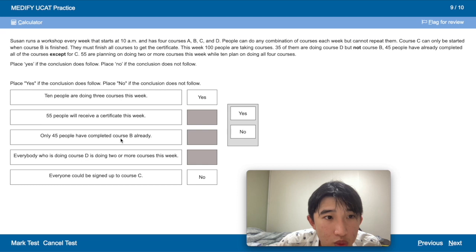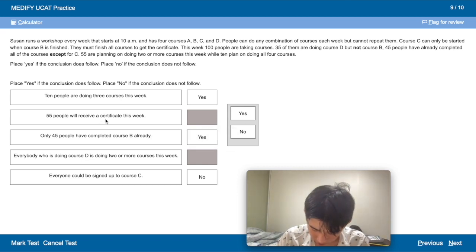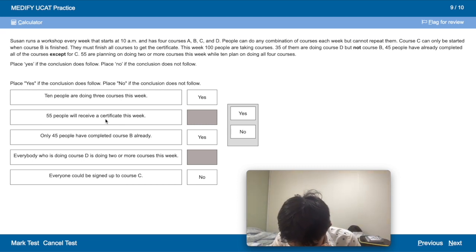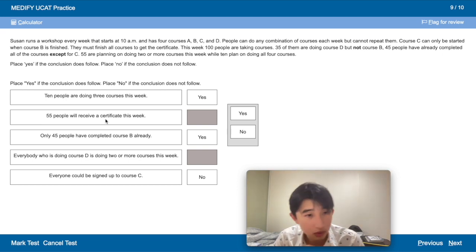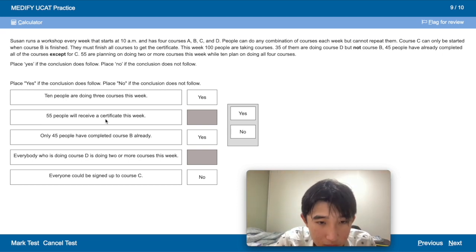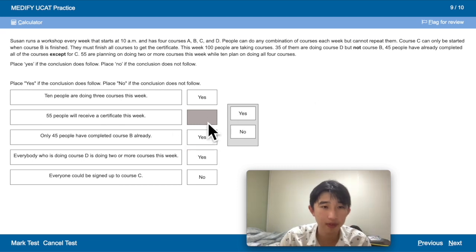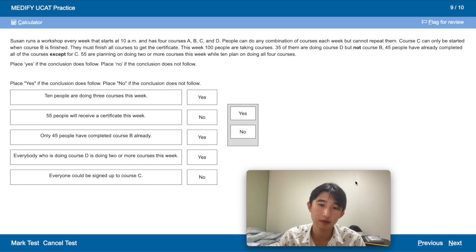Yes. Only. Yeah, 55 will receive a certificate this week. No, it'll be 40 or 45, wouldn't it? Not sure about that. Everyone's doing course D, doing two or more courses this week. Yeah, I'm not sure about the 55 people receiving a certificate. I'll say that's no for now.